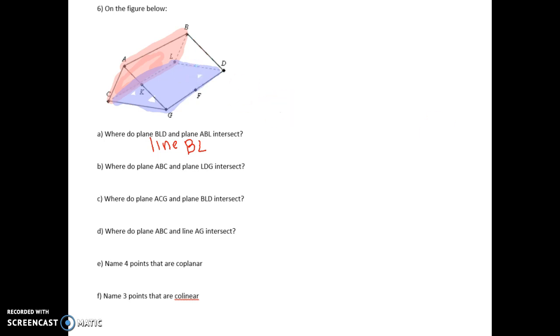Again, 2 planes intersect at a point. I mean, my bad, at a line. Again, 2 planes intersect at a line. Where do they intersect? So they are both touching right along this line. You see, it forms part of ABC and LDG. So we know that the intersection of that would be line CL.